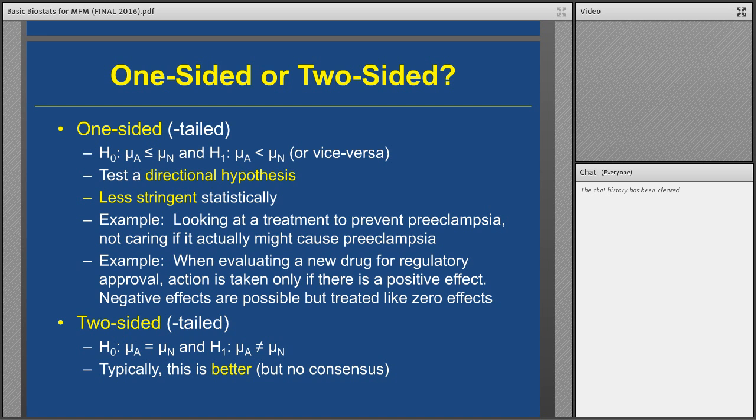A two-sided or two-tailed test is typically better. It's more stringent, and so you're going to have a higher bar to pass to get statistical significance. But this is a test that we would do when we care whether or not things are better or worse, and being better or worse has equal value in our analysis.